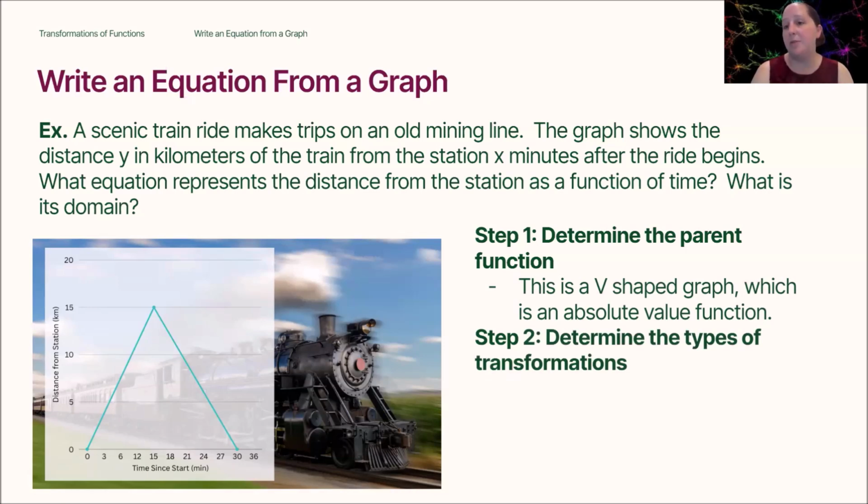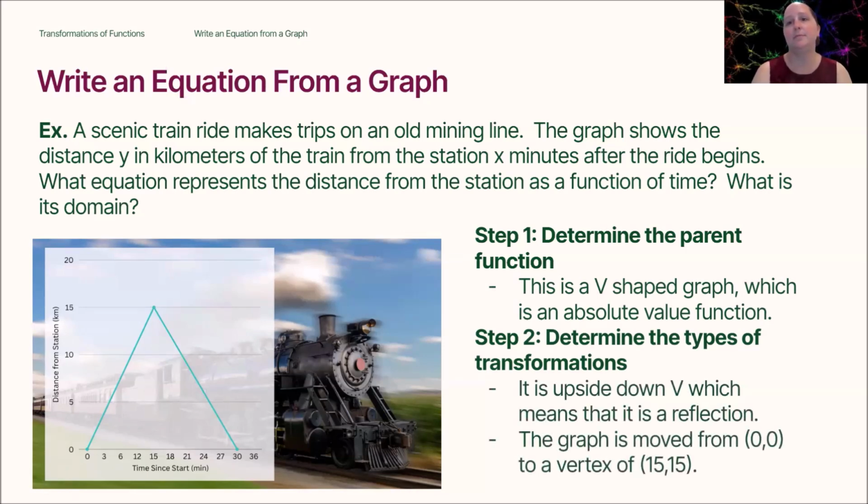So I know that an absolute value function starts at 0, 0. That's my vertex for that function. But this one is at 15, 15. So there has been some sort of reflection. There has been a vertical translation and a horizontal translation. I can use that information then to figure out what my new function actually is.